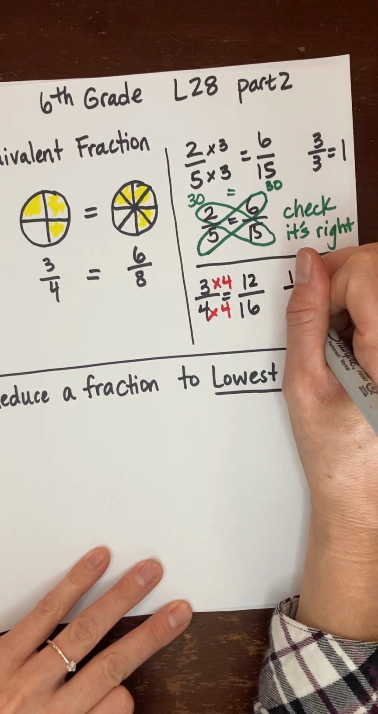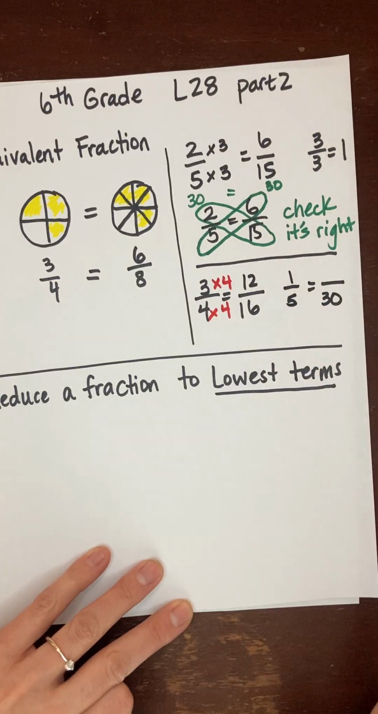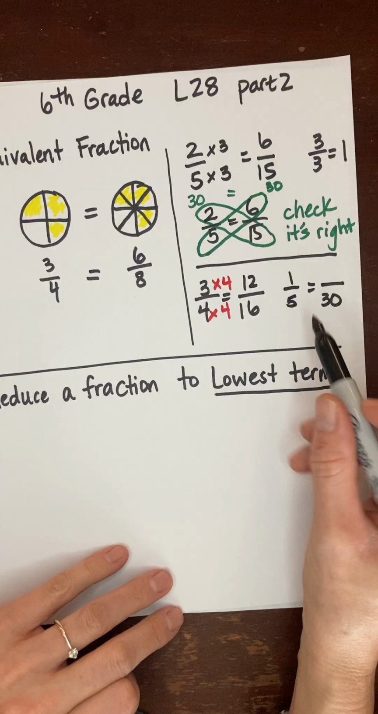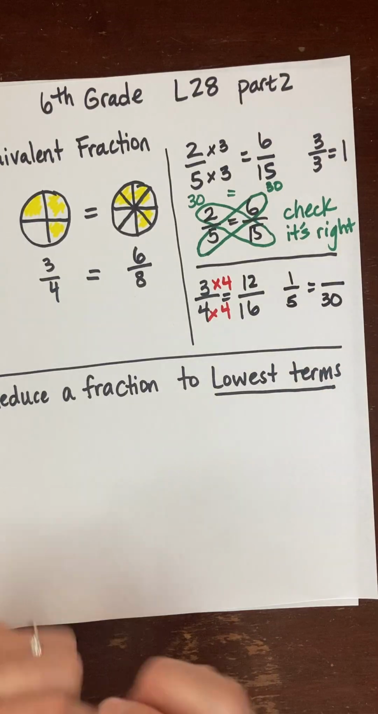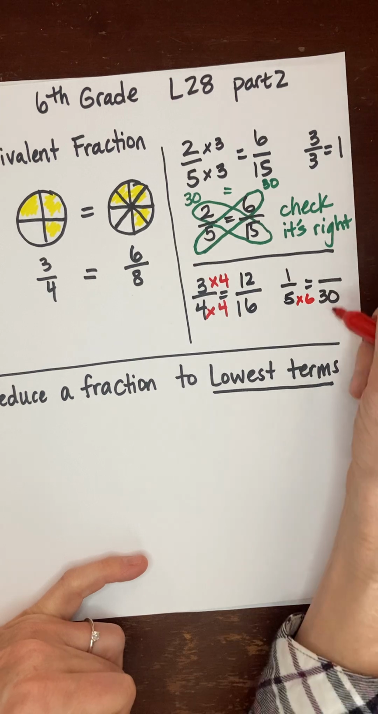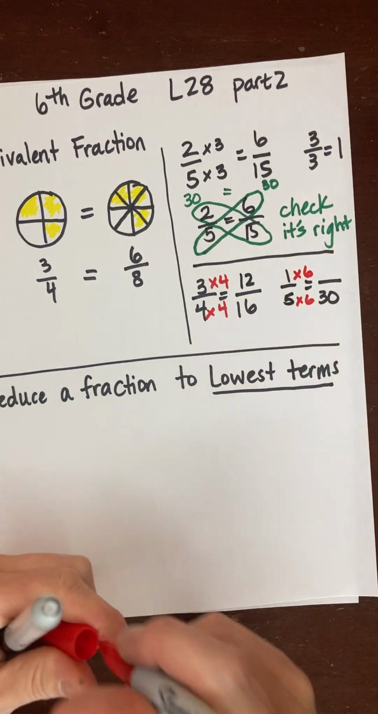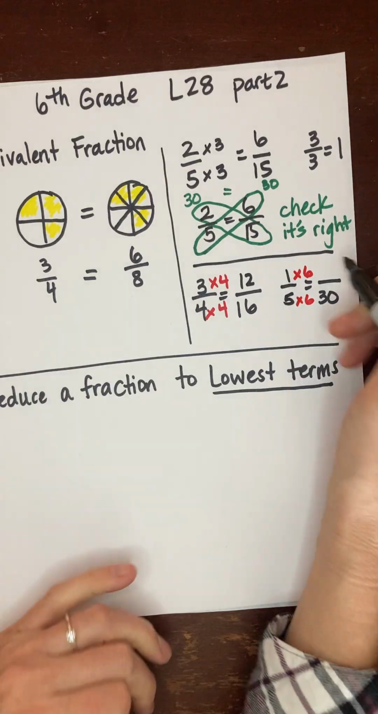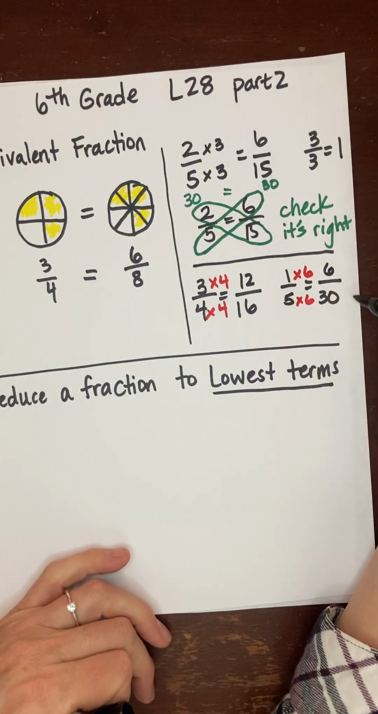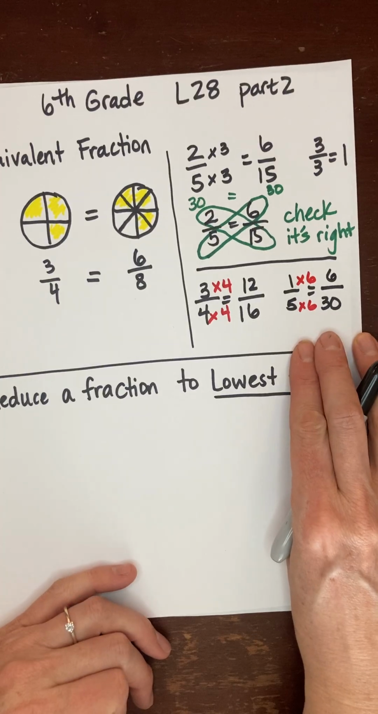Let's do 1 over 5 equals something over 30. Okay, so our 5's times table, 5 times what is 30? Well, 5 times 6 is 30. So that means I just need to multiply the top also by the same number of 6. 1 times 6 is 6. So our equivalent fraction is 6 over 30. So far, this is all we've done with respect to an equivalent fraction.